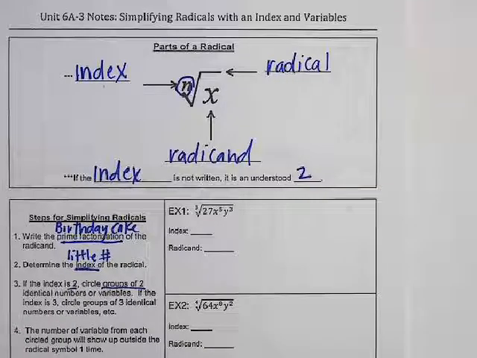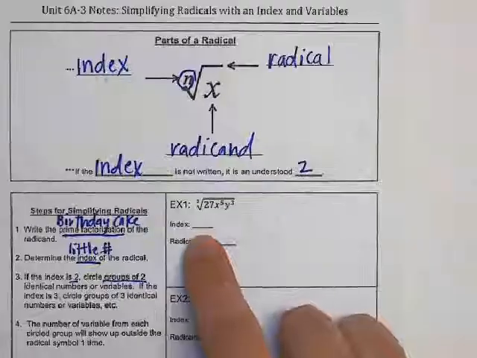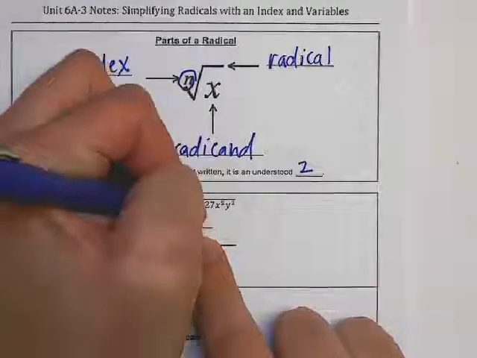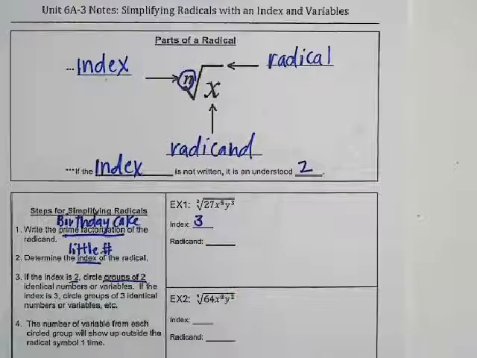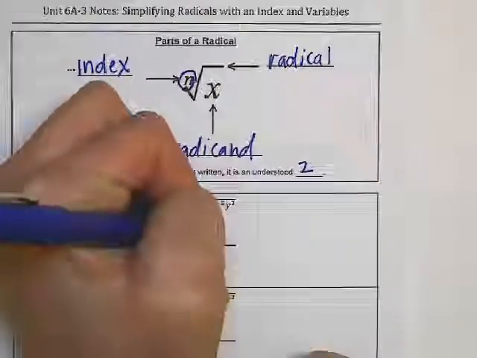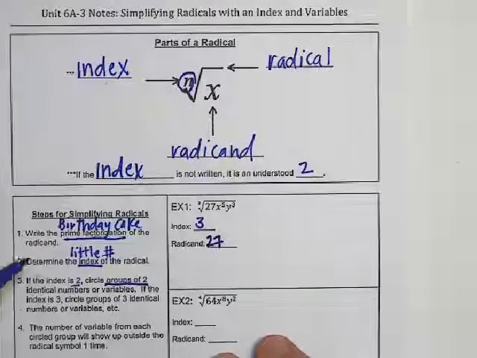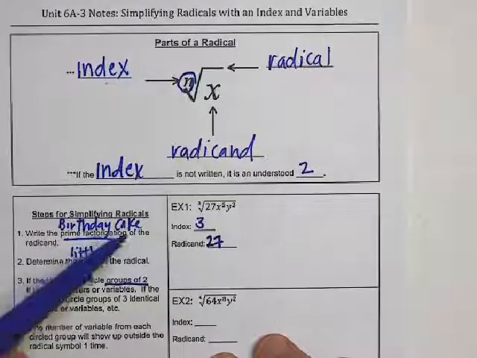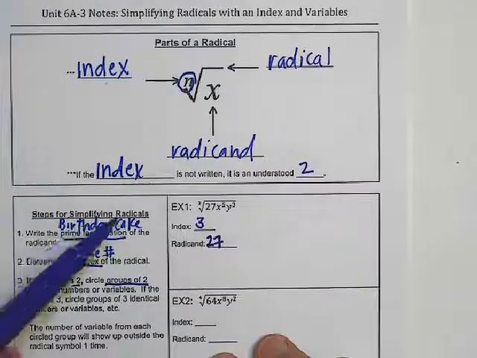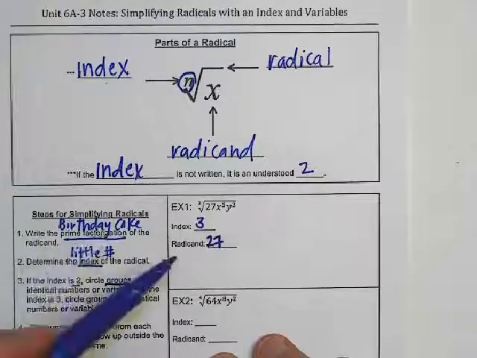Okay, look at example 1. My index is what? What's my little number? 3. So that means that we're going to go in groups of 3. What is my radicand? Good, 27. Step 1 says, write the prime factorization of the radicand, which is their birthday cake. And what's my radicand? 27.